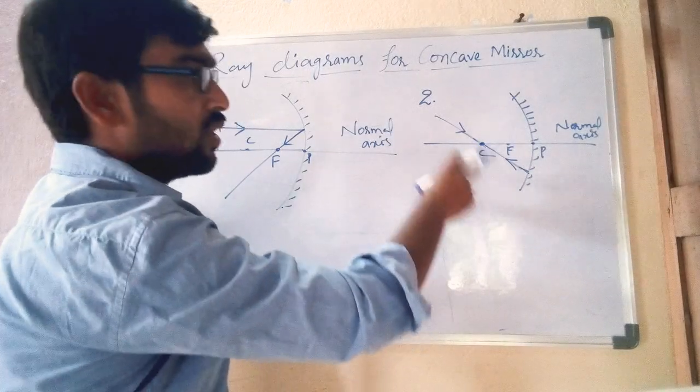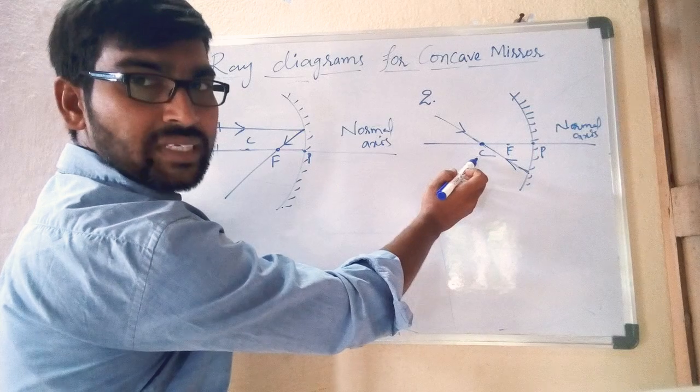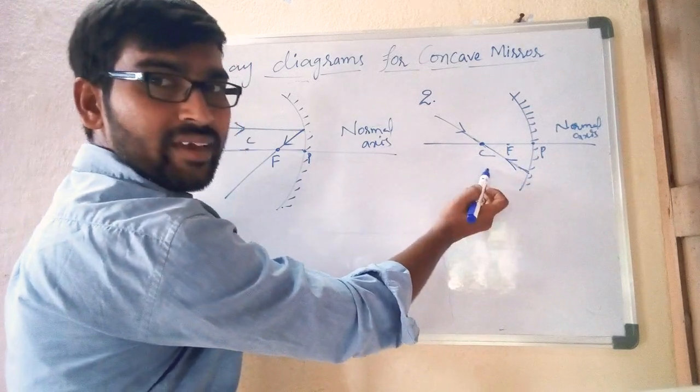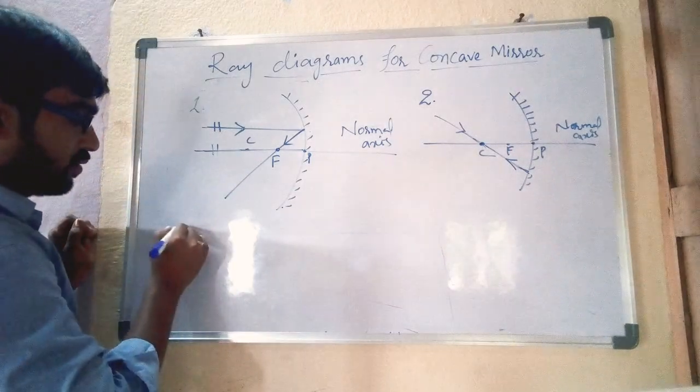What is the second rule? The incident ray is passed through the center of curvature. It will be reflected back in the same direction. This is the second one. Next, the third one.